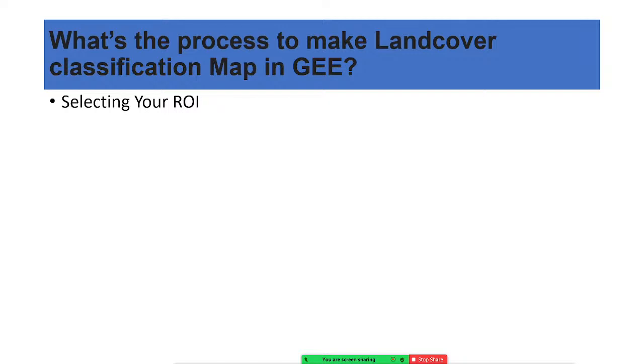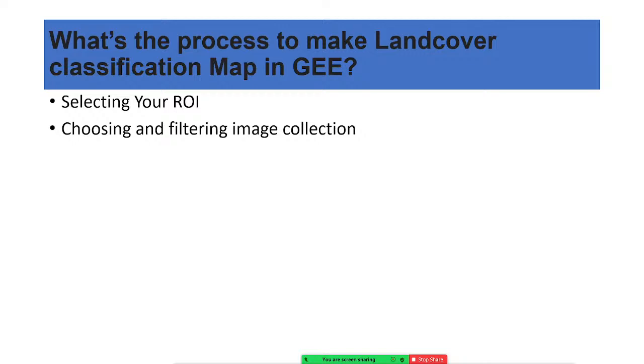Okay, so first of all you select your region of interest. You can select the region of interest in many ways. You can simply upload your shapefile, and we already discussed how you can easily import and upload your shapefile in the Google Earth Engine platform. Then you need to choose and filter your image collection. If you want you can use Landsat or Sentinel, whatever image you need, you can just choose this image and then filter it.